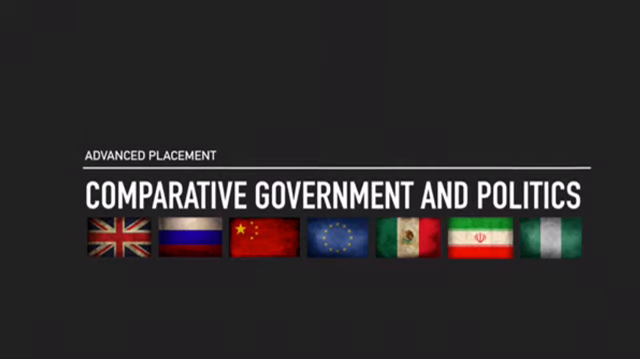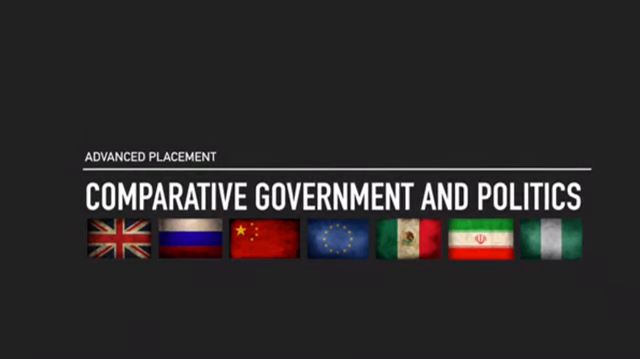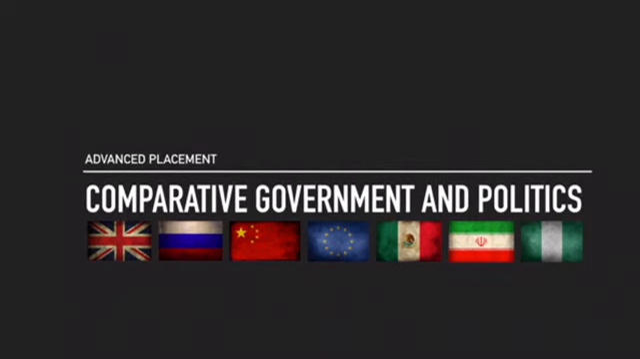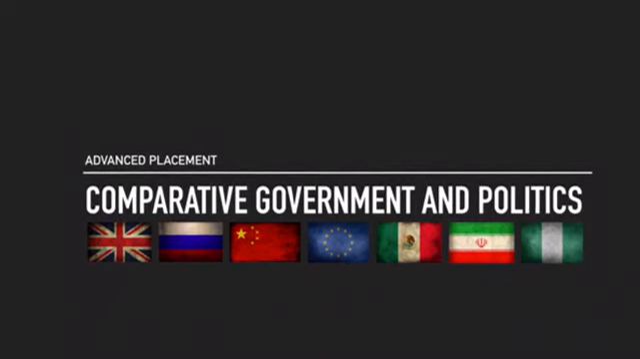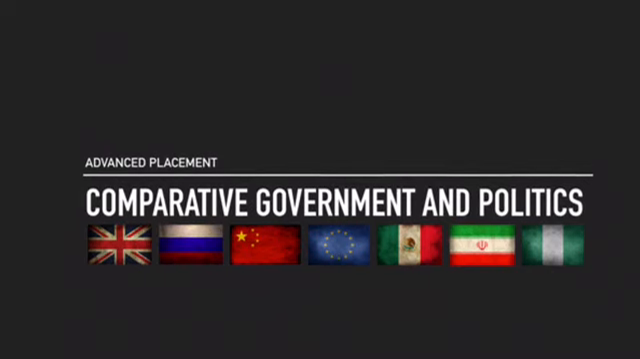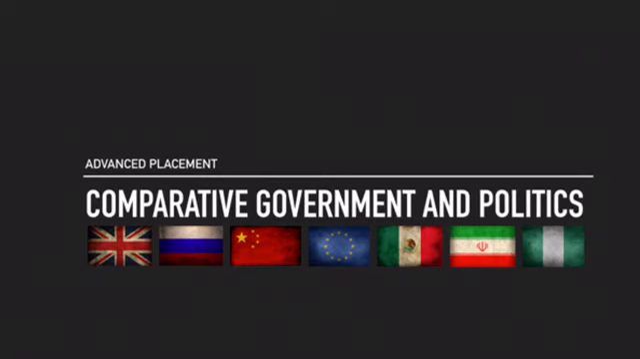However, it is important to remember that the main point of comparative government and politics is to use the categories to compare among countries. For example, never take the approach of, here's Britain, here's Russia, without noting what similarities and differences exist between the two countries.